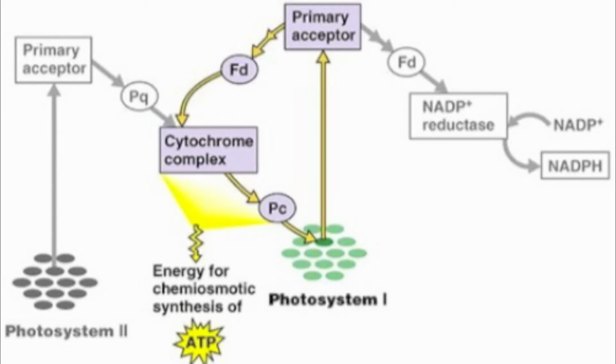Essentially, in this diagram, it shows that the first step is photosystem 2, so you need a primary acceptor for that, and an output of this photosystem 2 is ATP, and this ATP is used for chemiosmosis. Then you need photosystem 1 and another primary acceptor to then eventually reduce NADP plus to NADPH.